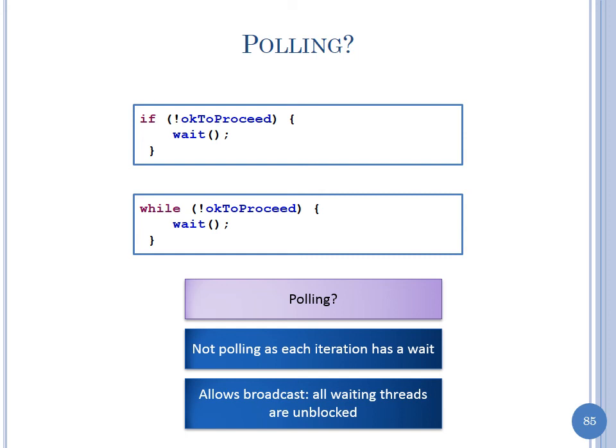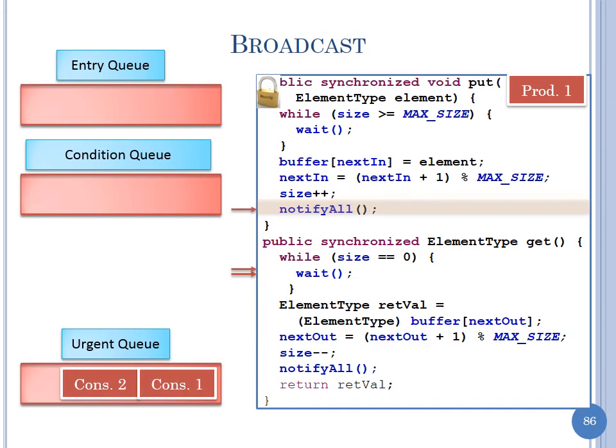And this particular solution, this while solution, allows many things. It allows only one condition queue. It also allows notify all. Okay, so you needn't have notify. You can do a notify all, in fact, and that's what we are seeing here. So I've replaced all notifies with notify alls.